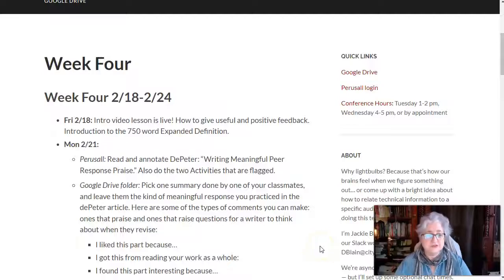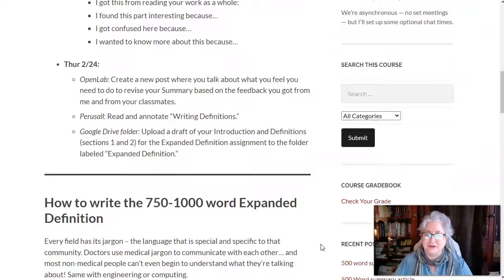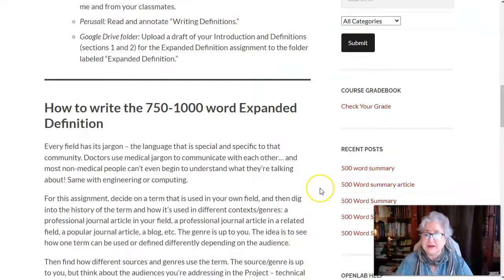Okay, part 2. This is all about expanded definitions, also called an extended definition. It's got different definitions for what it is. But it really is all about looking at terms and the language that is used in your field and how it's maybe used in different contexts for different audiences. I'm going to get myself all tongue-tied if I don't go through this the way I have it written down, so just bear with me, okay?